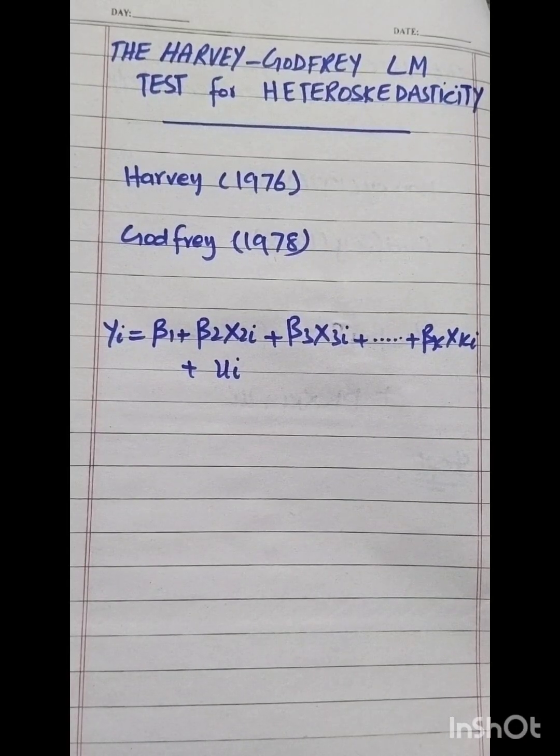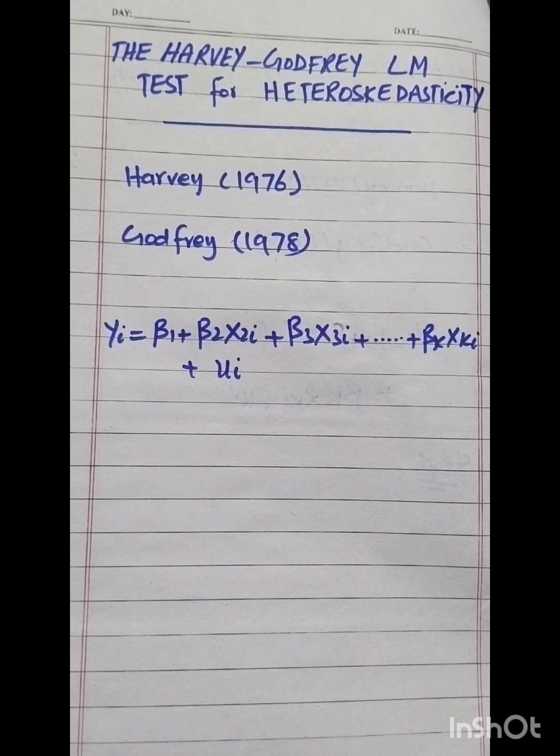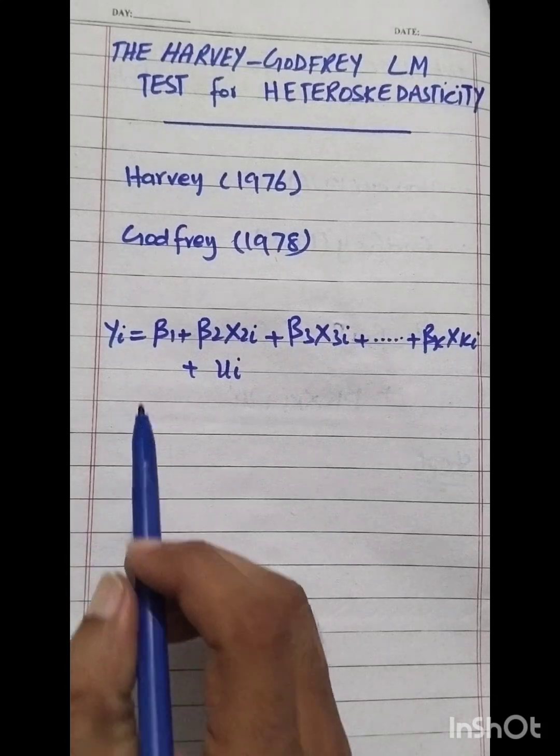Hello everyone. In this video, we are going to discuss the Harvey Godfrey LM test for heteroscedasticity. This test was developed by Harvey in 1976 and Godfrey in 1978. In order to briefly explain the steps involved in this test, we will consider the following econometrics model.